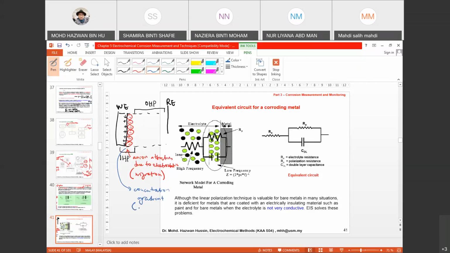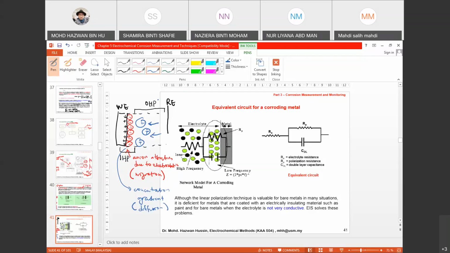That creates a so-called diffusion. Negatively charged species have been covered all the way. Now, positively charged species will be diffused to go near to the surface. So this actually will create so-called diffusion effects.